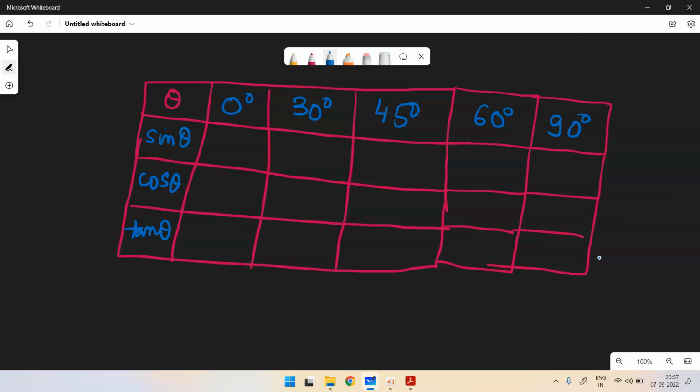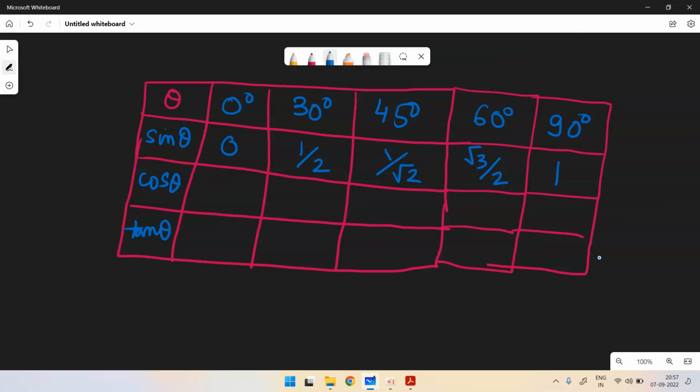Now sir, what is the value of 20 degree? No, it is not important to you. Only some values will be given and based on these values only it will be asked in the paper. So what is sine 0? I have told you that sine theta varies from 0 to 1, so sine 0 is 0 and sine 90 is 1. Sine 30 is 1 by 2, sine 45 is 1 by root 2, and sine 60 is root 3 by 2.